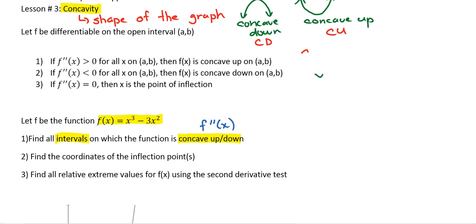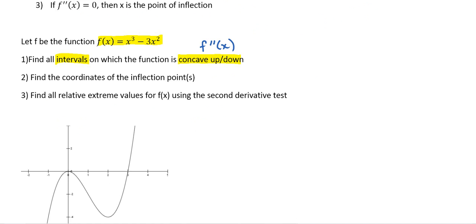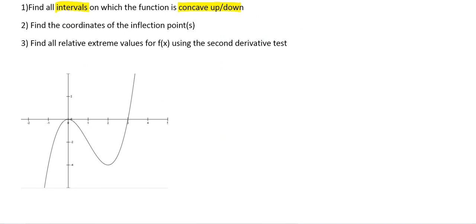Once again, if my second derivative is positive on a given interval, then that means I'm concave up. And if my second derivative is negative, in blue, then that means I'm concave down on that interval. Okay, now just before we start doing the algebraic work here, I do have a graph of my polynomial right here. So this is the graph of f of x equals x cubed minus 3x squared.